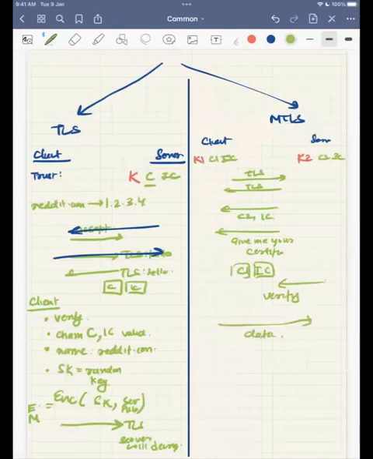So here, verification happens at two places, and that is why it is called MTLS. And here, verification happens at one place, which is the client. That is why it is known as TLS.